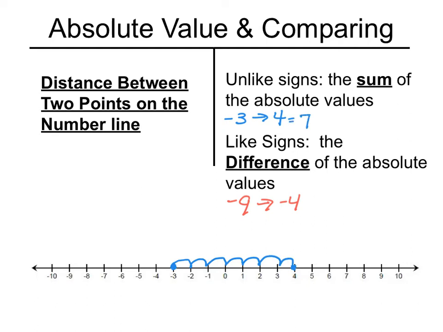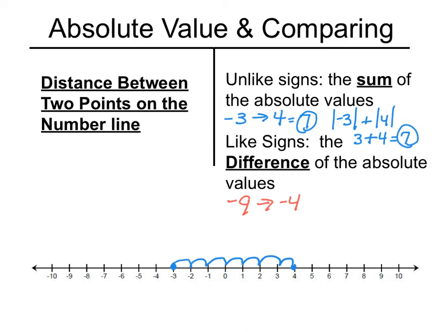Now, the absolute values can be used by taking the sum of these 2 points and adding them together. So let's do that. Let's take the absolute value of -3 plus the absolute value of 4. The absolute value of -3 would be 3, and the absolute value of 4 would be 4, and 3 plus 4 would be 7. So -3 and 4 are 7 spaces apart.